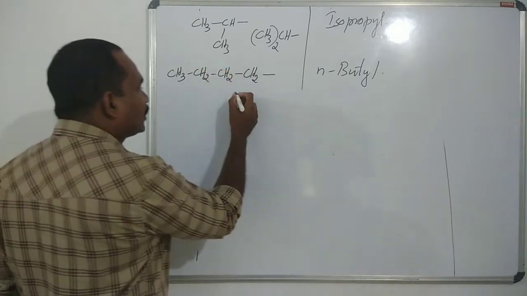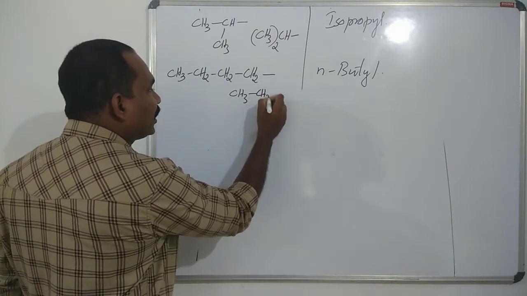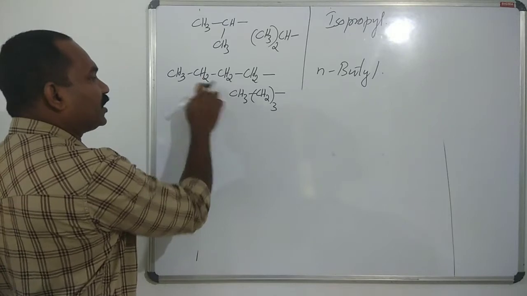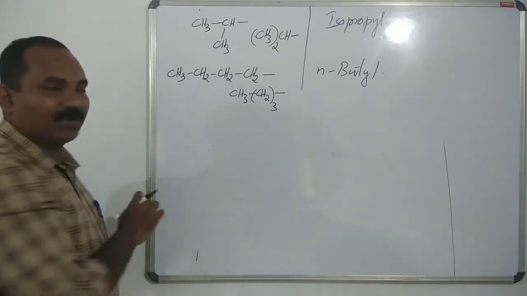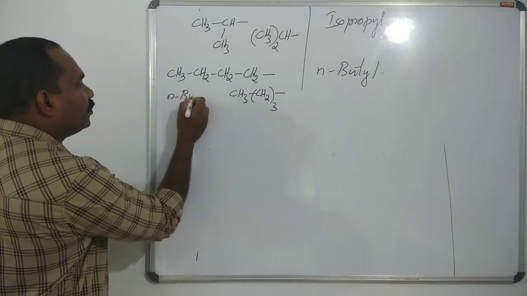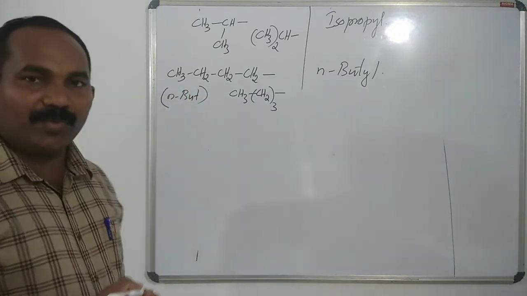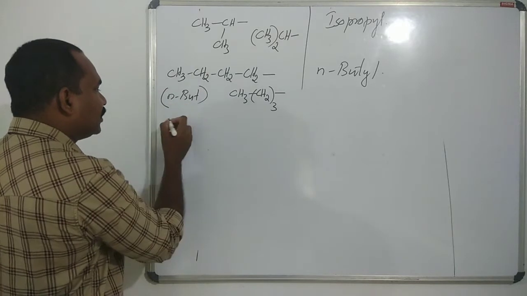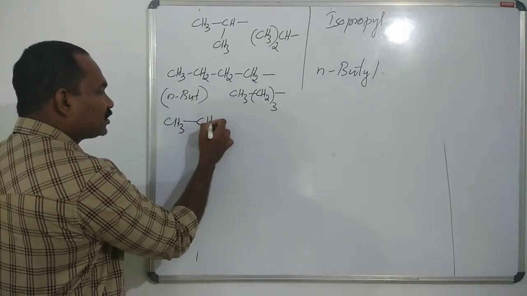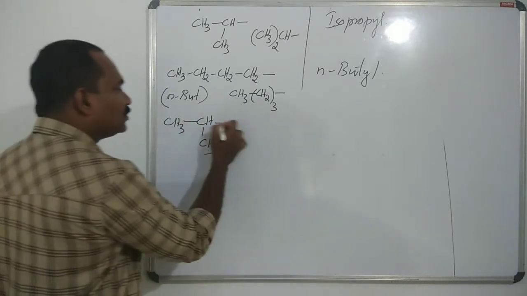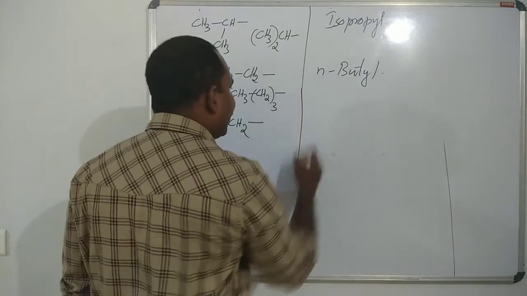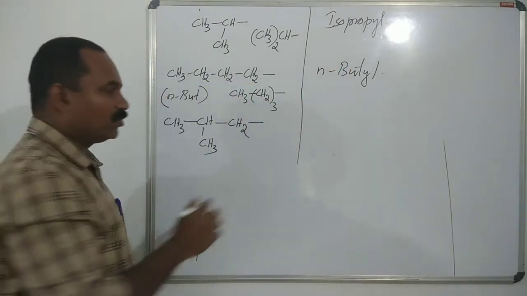Or it can be written as CH3, CH2 three times: 1, 2, 3. Three CH2 are attached to the CH3 group. It is also the n-butyl group, also represented n-Bu. Another is its isomer. CH3 comes here and one more hydrogen is replaced. So CH3, CH2.